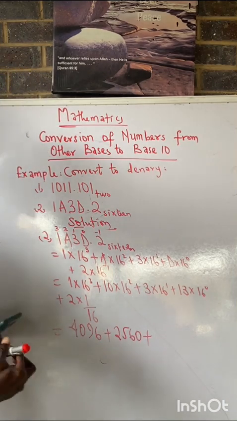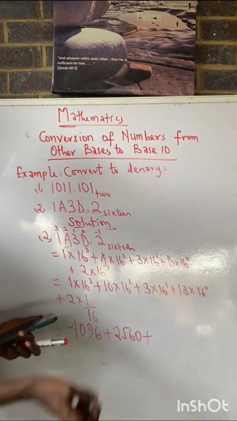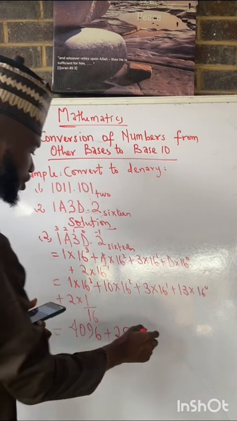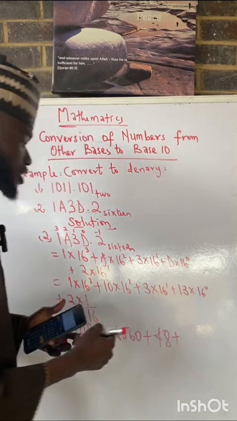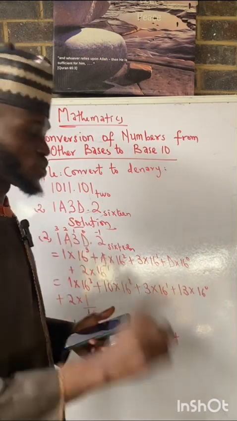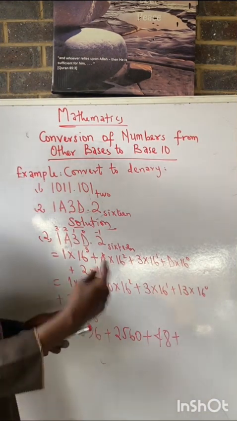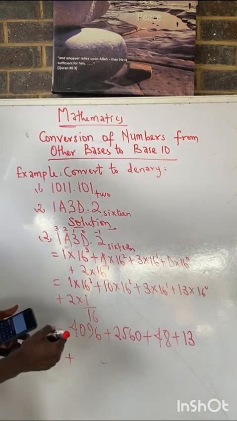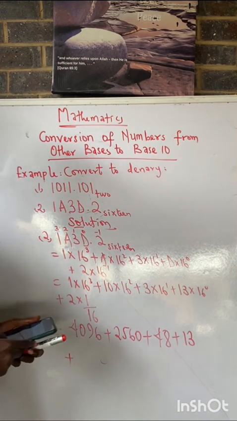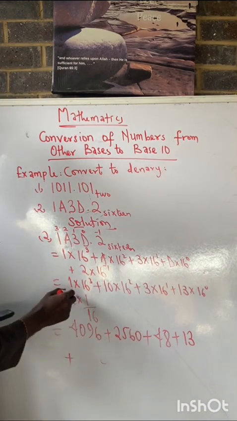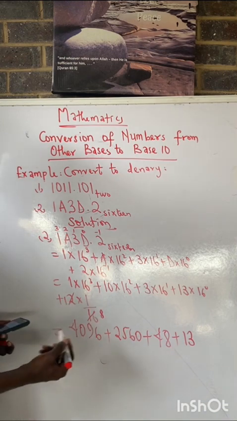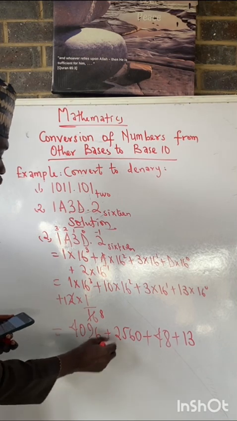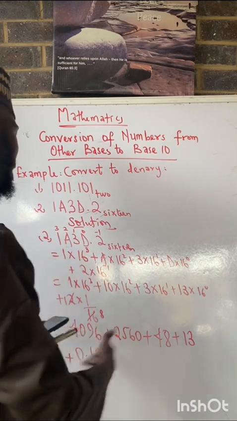Plus 3 times 16 raised to the power of 1. 16 raised to the power of 1 is 16. That times 3 gives us 48. 16 times 3, that's 48. Plus, now 13 times 16 raised to the power of 0. 16 raised to the power of 0 is 1, times 13, that's still 13. Plus, now 2 times 16 raised to the power of -1, that is 2 over 16, which is 1 over 8. 1 divided by 8 will be 0.125.